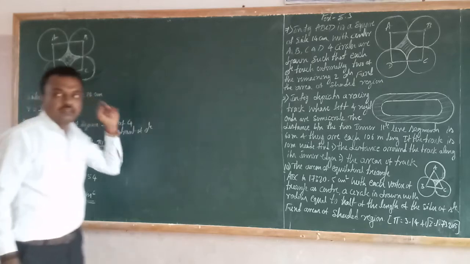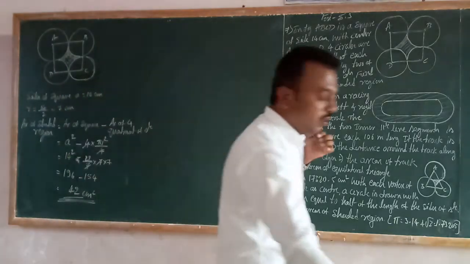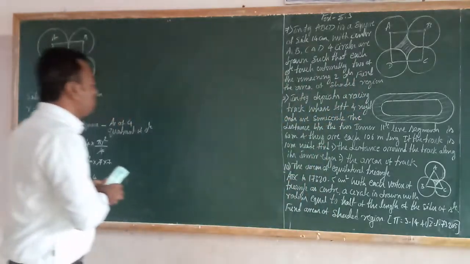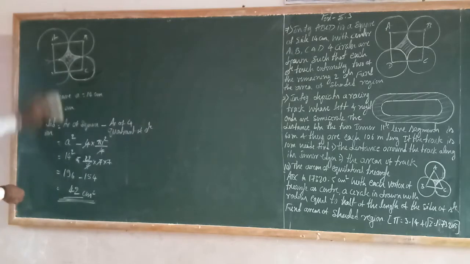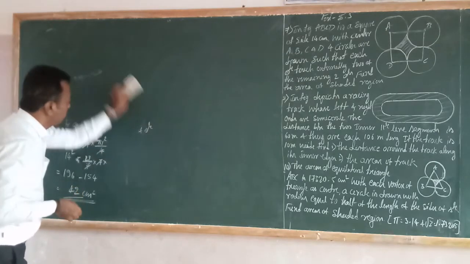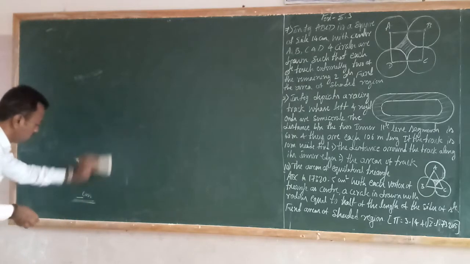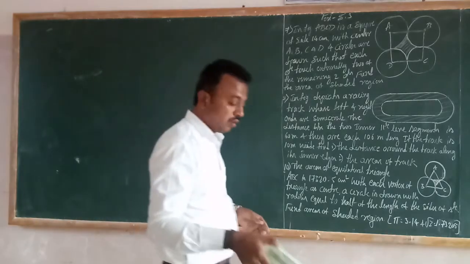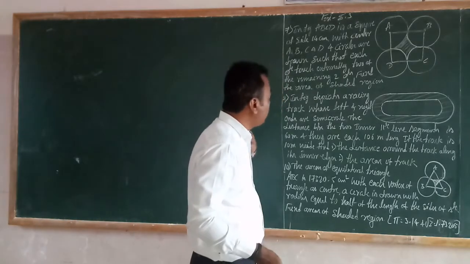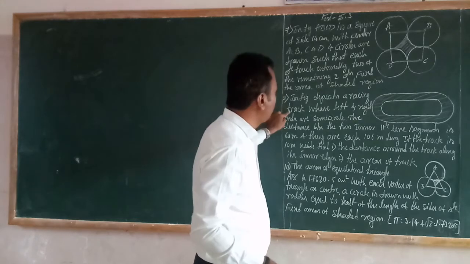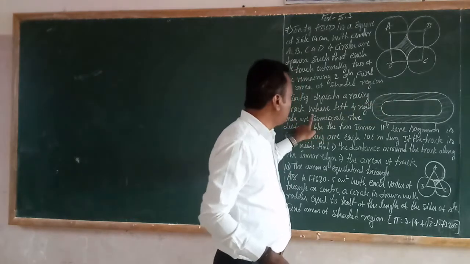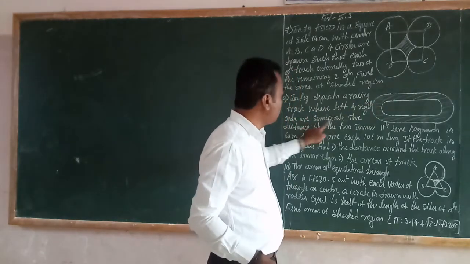Next, I will go to question number 8. What is question number 8? Look at the figure. The figure depicts a racing track. One racing track is there, whose left and right ends are each semicircles. So the ends of the track become semicircles.